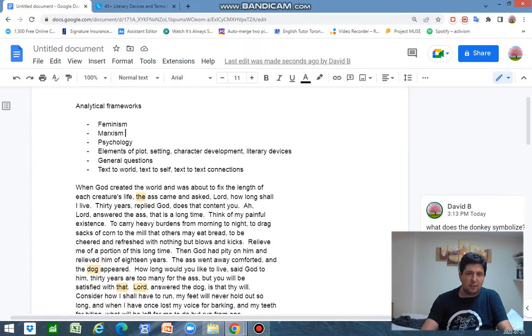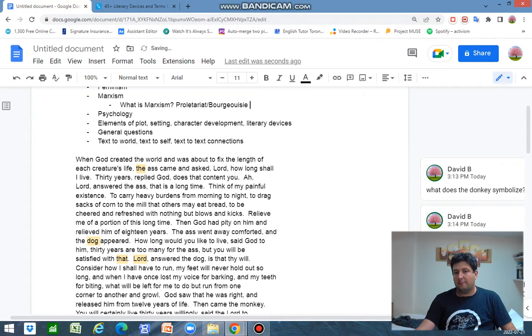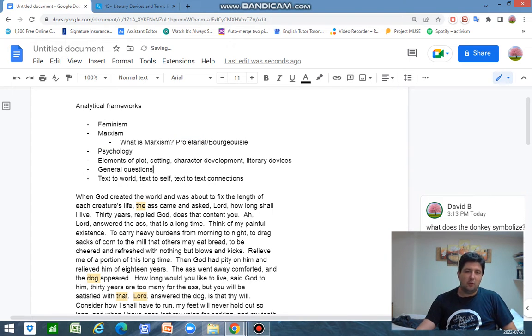For Marxism, we have to understand, what is Marxism? I'm going into it with a fairly limited understanding, but there have got to be two social classes, right? We need the proletariat and we need the bourgeoisie. Maybe the relationship between the Lord and the animals is like a relationship between the bourgeoisie and the proletariat. Teachers, when they ask you to make these connections, you often have to stretch reasoning.